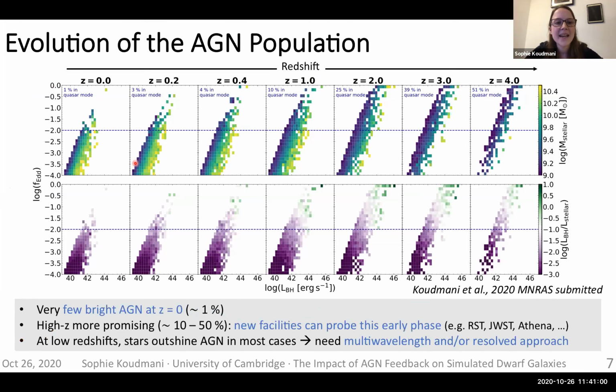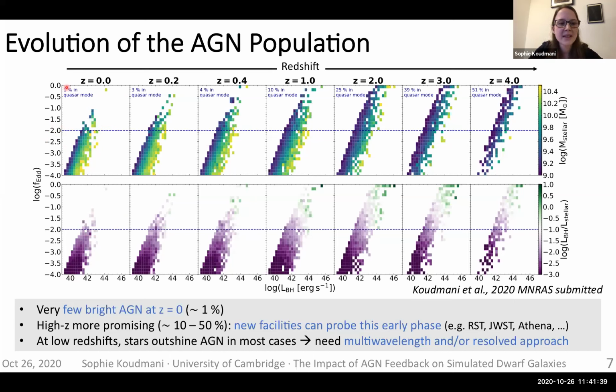So first, we analyze the AGN population in the low mass galaxies. Here the distribution of this population is plotted in Eddington fraction versus black hole luminosity space. In the top row, the distribution is color-coded according to the stellar masses of the host galaxies. In the bottom row, the color coding represents the ratio between the black hole luminosity and the total stellar luminosity of the galaxy. And the dashed line here shows you the Eddington fraction at 10 to the -2, where the black holes switch to the quasar mode.